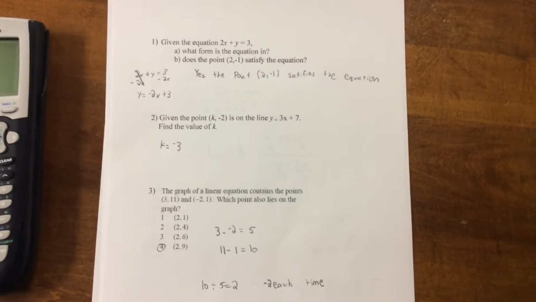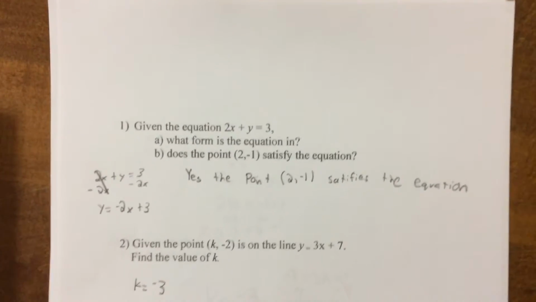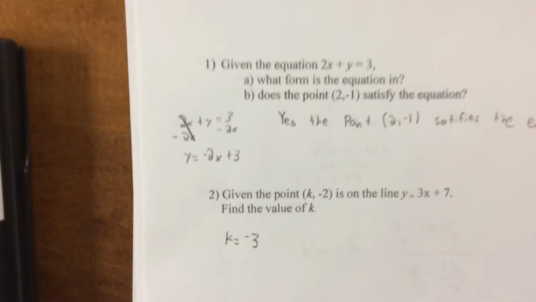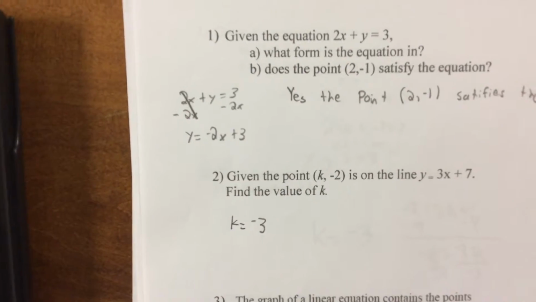Now I will be going over forms of a linear equation. Number 1. Given the equation 2x plus y equals 3. First, you would have to solve for y. So you would subtract 2x from both sides. Then you would get y equals negative 2x plus 3.